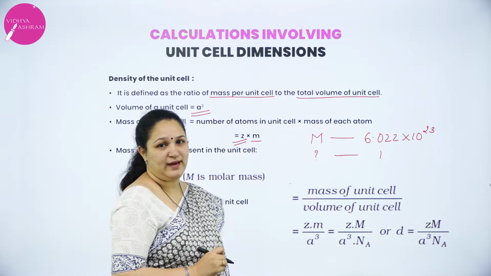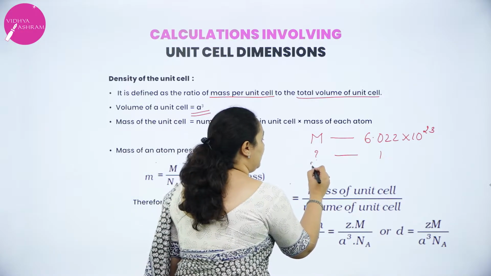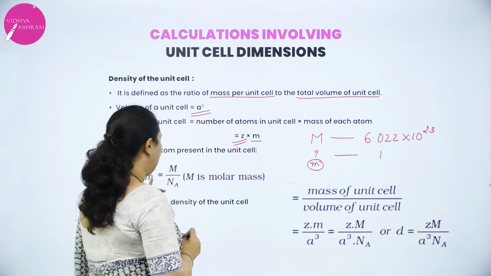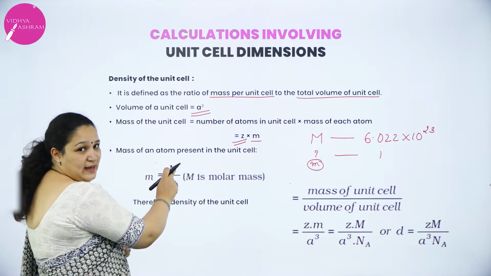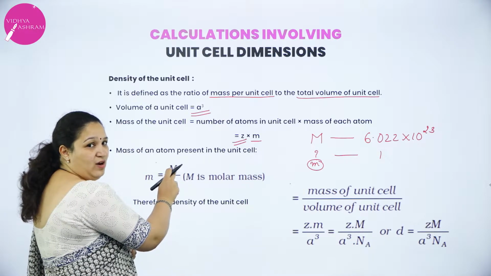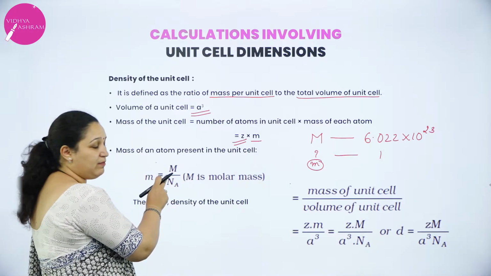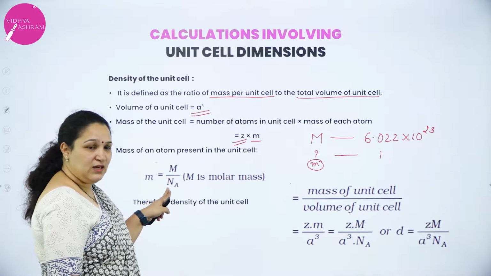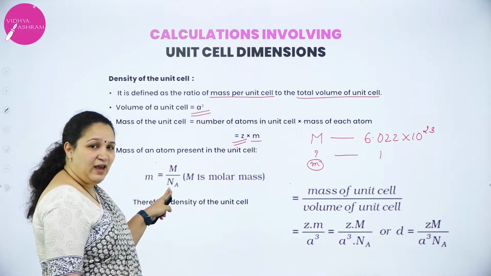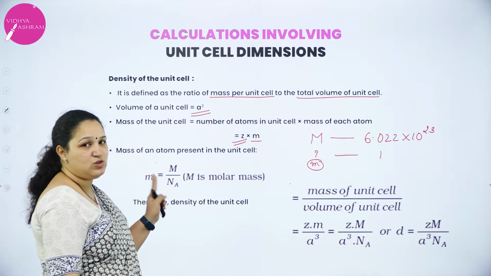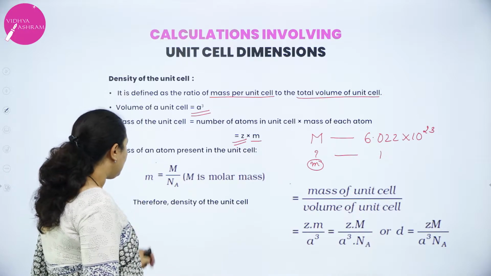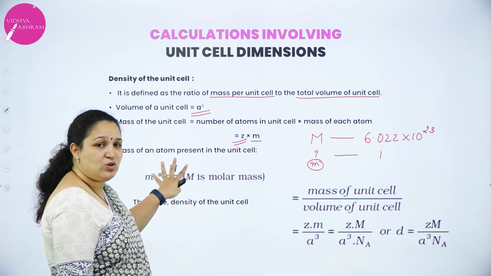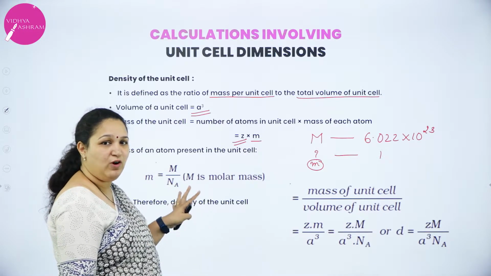We are going to calculate. This one we are taking as small letter m. So, m will be equal to capital M, that is molar mass, or it can also be atomic mass, divided by Avogadro number. Avogadro number is represented as Na or N naught. Now you have got the volume, you have got the mass, so now I can substitute in my formula for density.